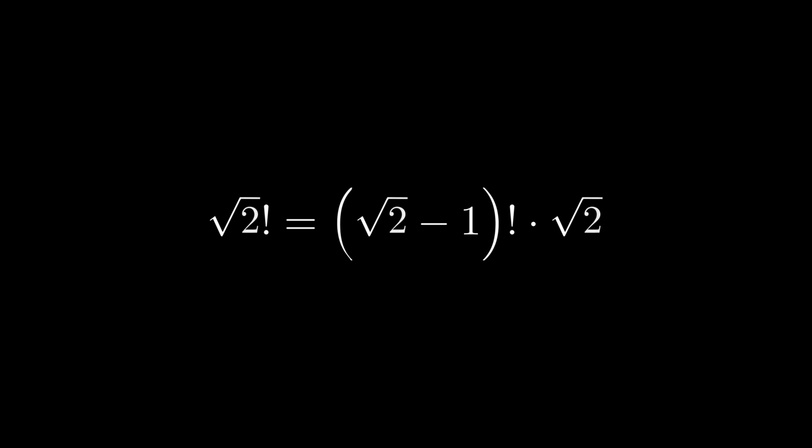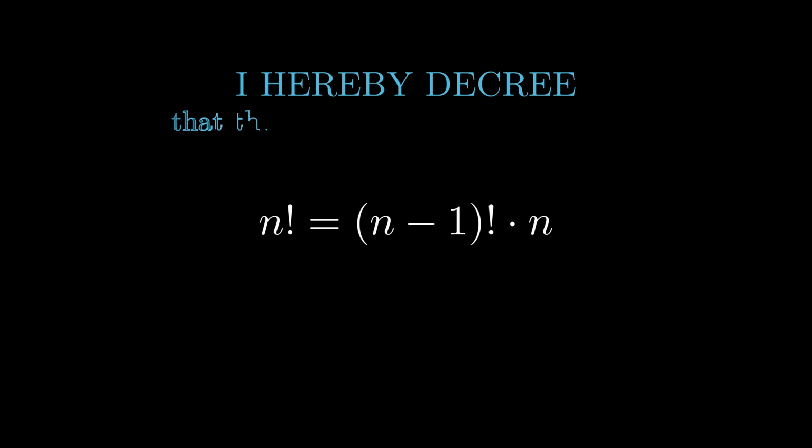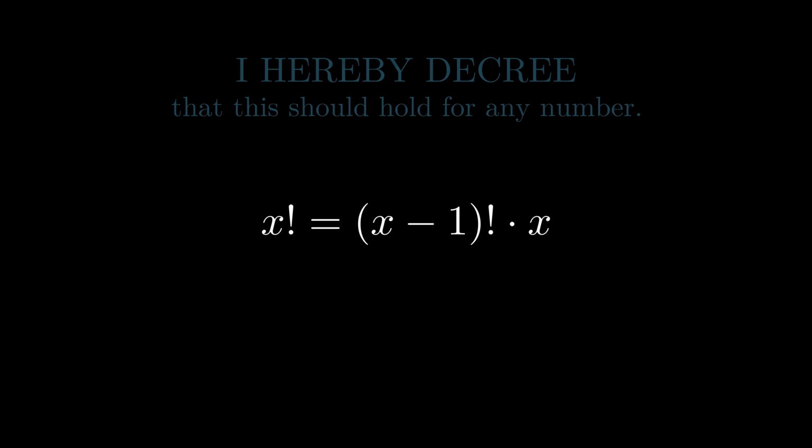Now, to be clear, we cannot prove that this equation holds for non-integers, and that's simply because we don't yet have any definition of the factorials for non-integers. So this is actually my first subjective decision. I hereby decree that this formula should work for any number, integer or otherwise. To signify this leap, I'll replace the n's with x's.